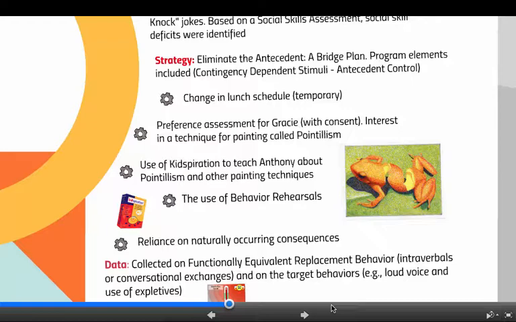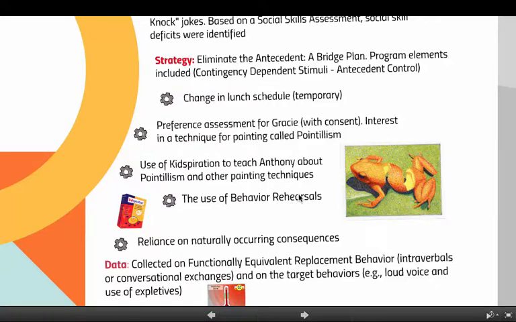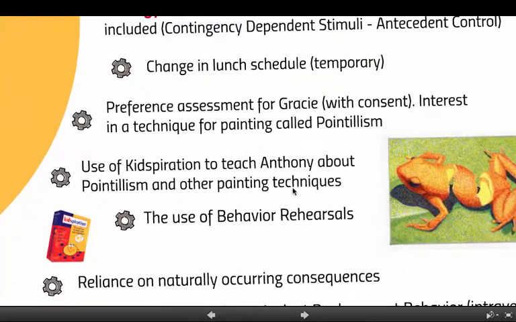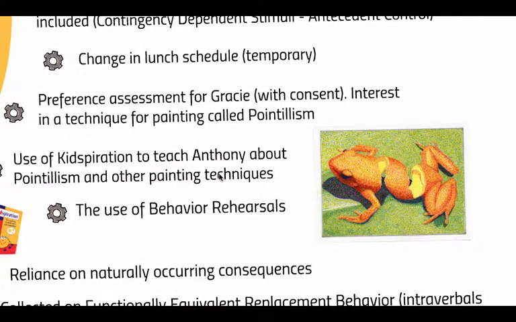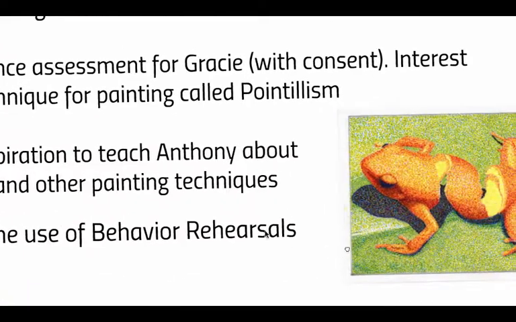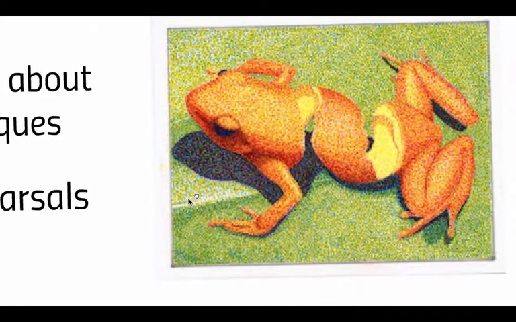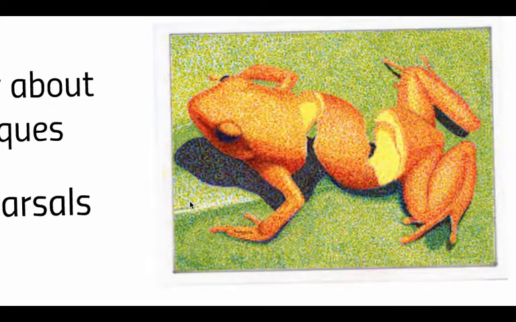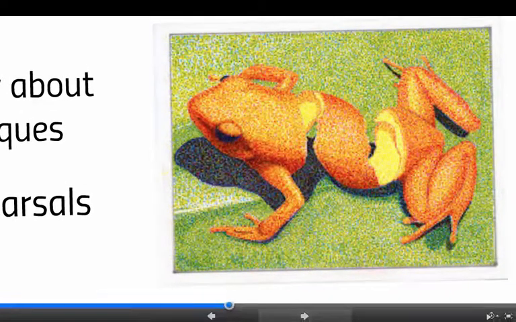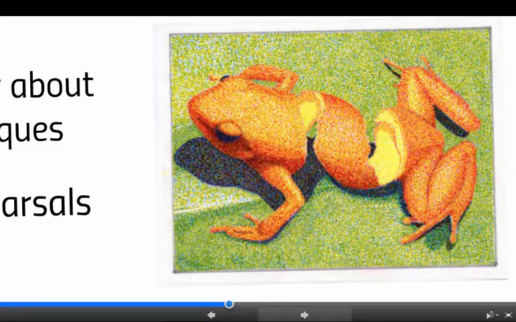So we did that. The other thing that we did was a preference assessment on Gracie. Not Anthony, but Gracie. And here's why. We got her consent. We wanted to find out about her interests, who she was, what her interests were. And what we found as a result of doing that with Gracie is that she had a fascination. She was an artist. She was a very gifted artist. She had a fascination with a form of painting that's referred to as pointillism.